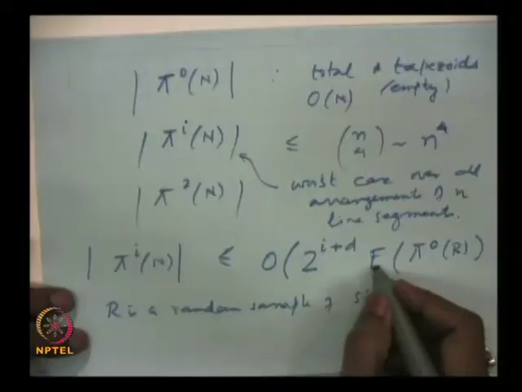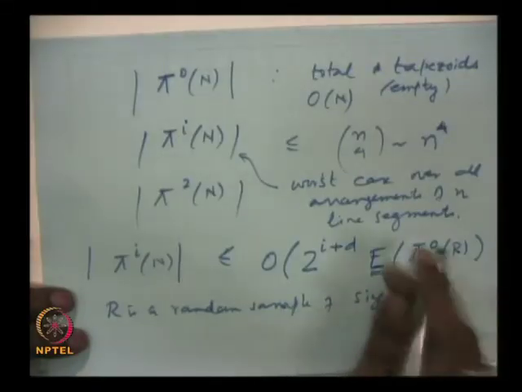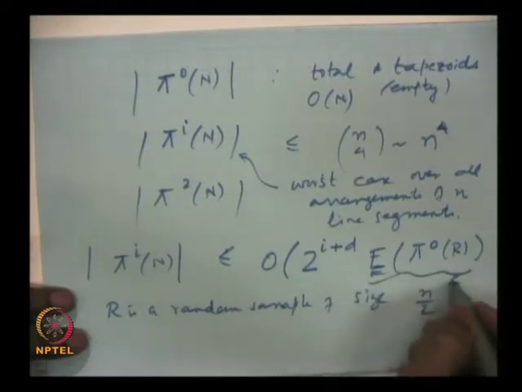If it is a trapezoidal map and you pick a random subset of size n over 2, what is the size of pi 0 of r? Pi 0 of n over 2. Order n, right, n over 2, some order n. So, even this expectation actually does not matter. It is always less than some constant times n over 2.